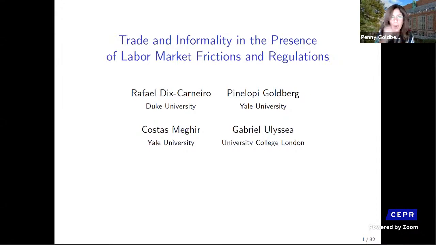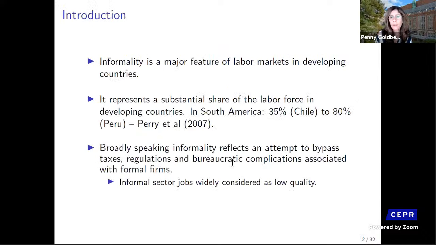Okay, so as Monica said, the paper I will present is called Trade and Informality in the Presence of Labor Market Frictions and Regulations. And it's joint work with Rafael De Carneiro, Costas Meyer, and Gabriel Ulyssea. The presentation is based on a paper that's very long and very technical. One hour is not enough to go into all the details, so I will refer you to the paper that's posted on our website, and for all the technical details, I will refer you to the appendices.